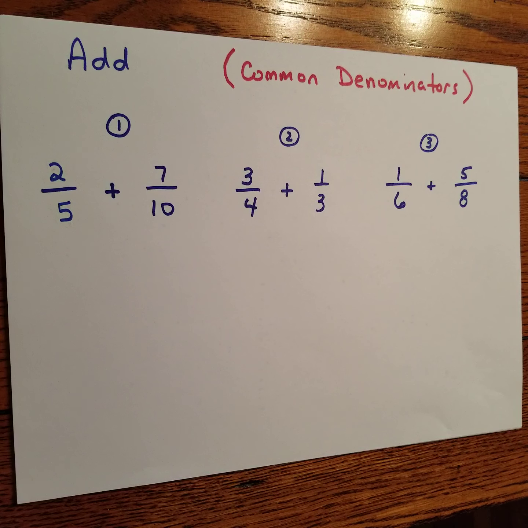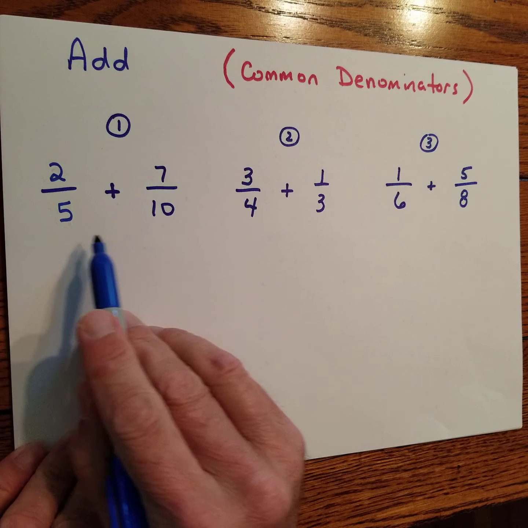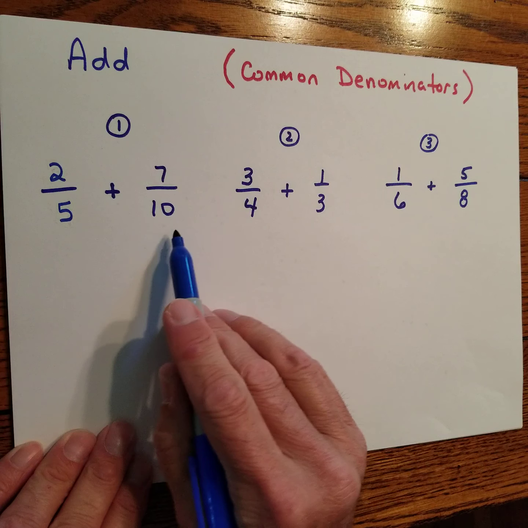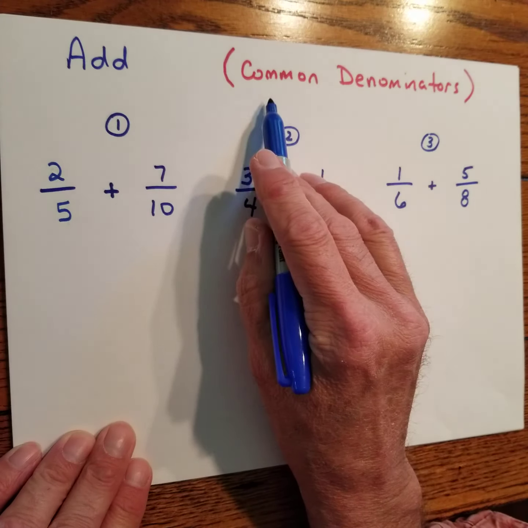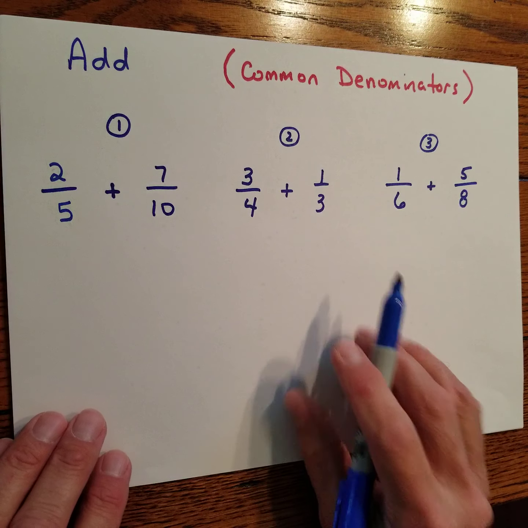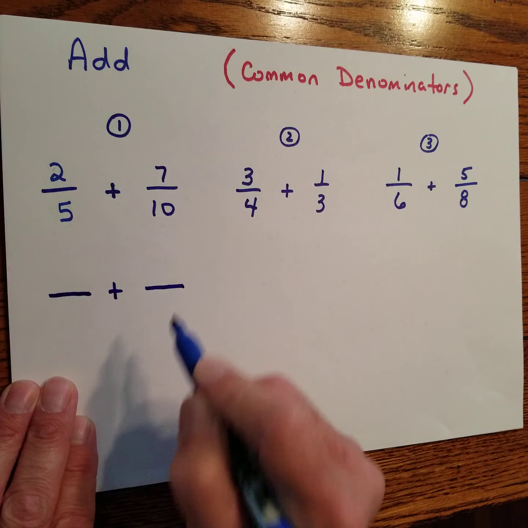Let's try a few examples of adding fractions together. This is very much what your homework will look like. We're adding two fractions, but their denominators are different. We know we're not allowed to add fractions until we have common denominators. So we'll rewrite the problem with common denominators.